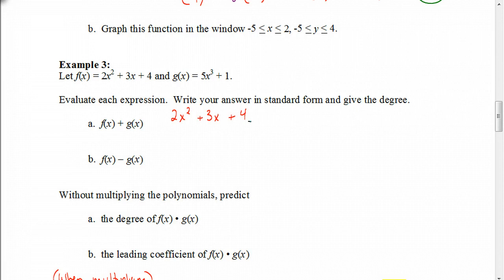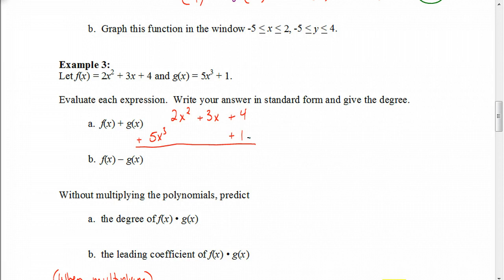So what I want to do is add 5x cubed plus 1, and I'm going to line these up so we have our like terms together. So I'm going to put the 5x cubed underneath the other x cubed. Well, if you notice, there is no other x cubed, so I'm going to put that way over here. And the plus 1 does not have a variable, so I'm going to put that underneath the other term that doesn't have a variable, from f of x.